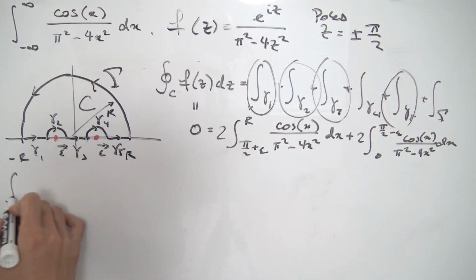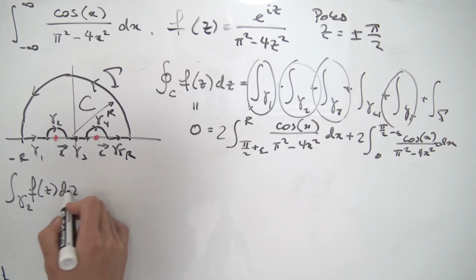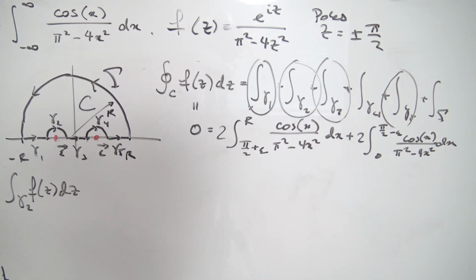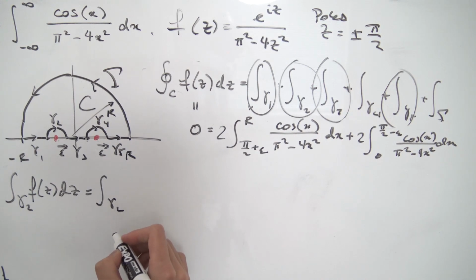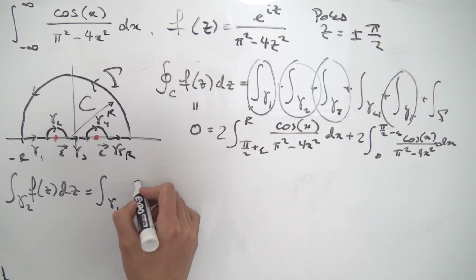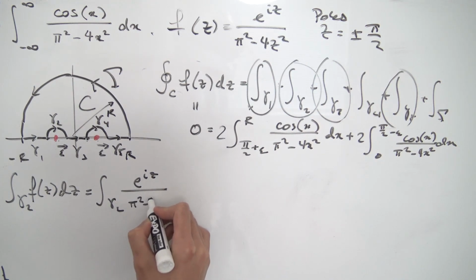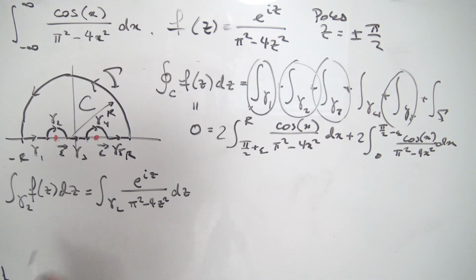So now the integral over gamma 2 of f of z dz. Here we can't change our z to x because, well, we're in the complex plane right here, we're outside the real axis. But let's just write things down a little bit. This is the integral over gamma 2 of f of z, which is exactly this thing right here. So we have e to the iz over pi squared minus 4z squared dz. Okay, and what exactly is gamma 2? Gamma 2 is this semicircle thing right here, and what I want to do is parametrize that path.